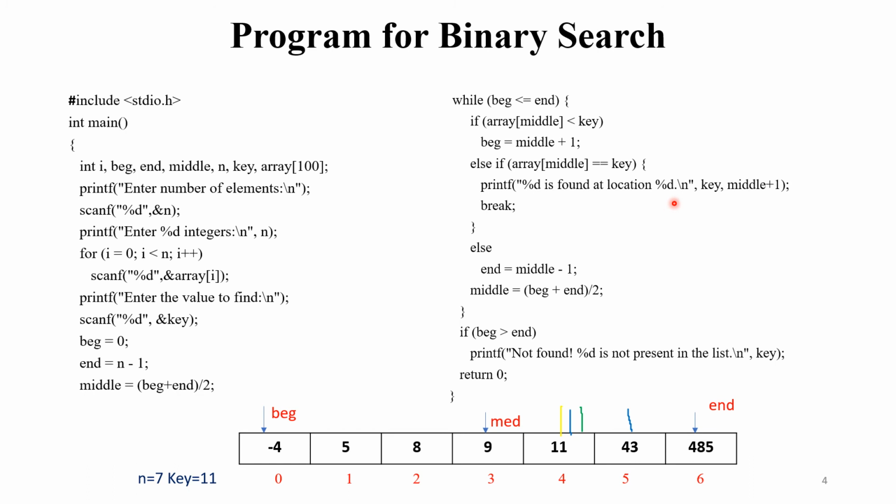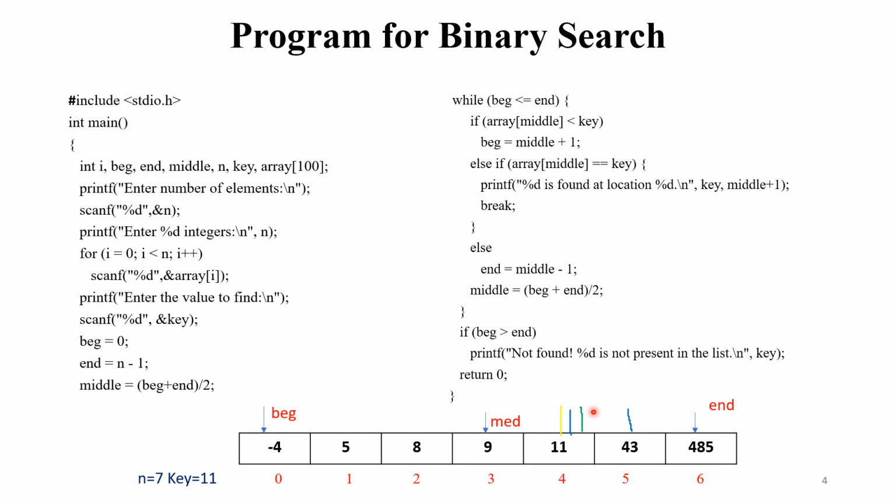Why do we write middle plus 1 here? Because here the fourth index is the array's index, but 1, 2, 3, 4, 5, this fifth index is the user index. So we write middle plus 1, that is 4 plus 1 is 5, which means the output is 11 is found at location 5. Now the program is stopped.